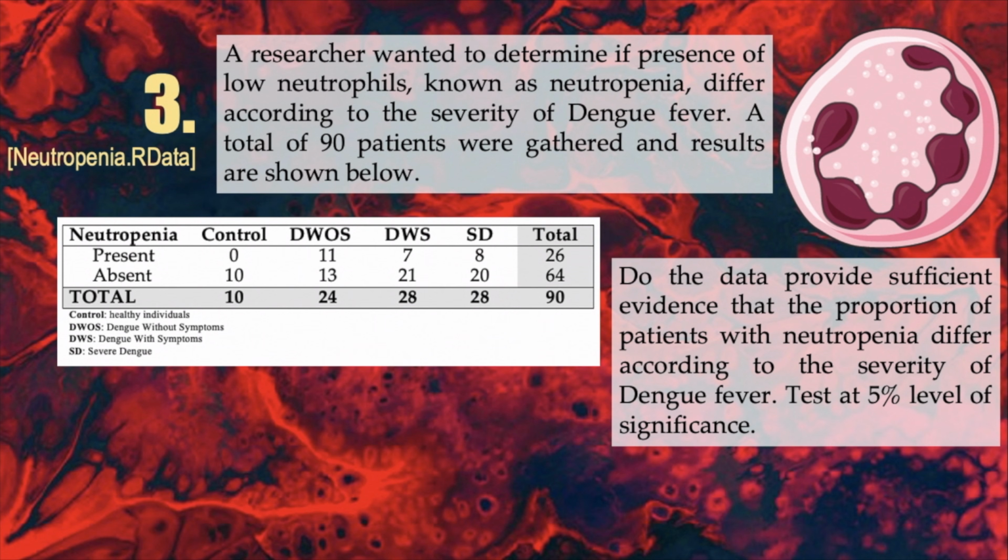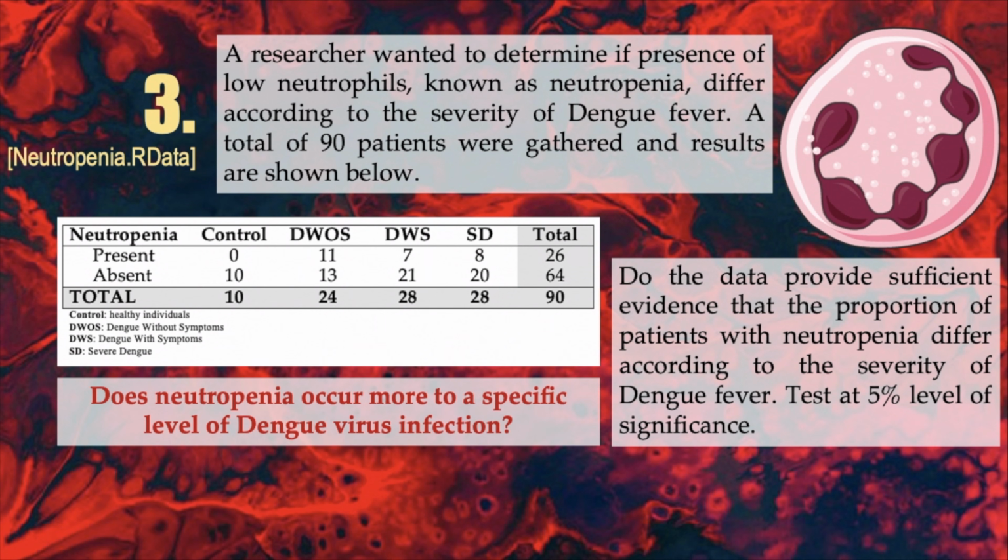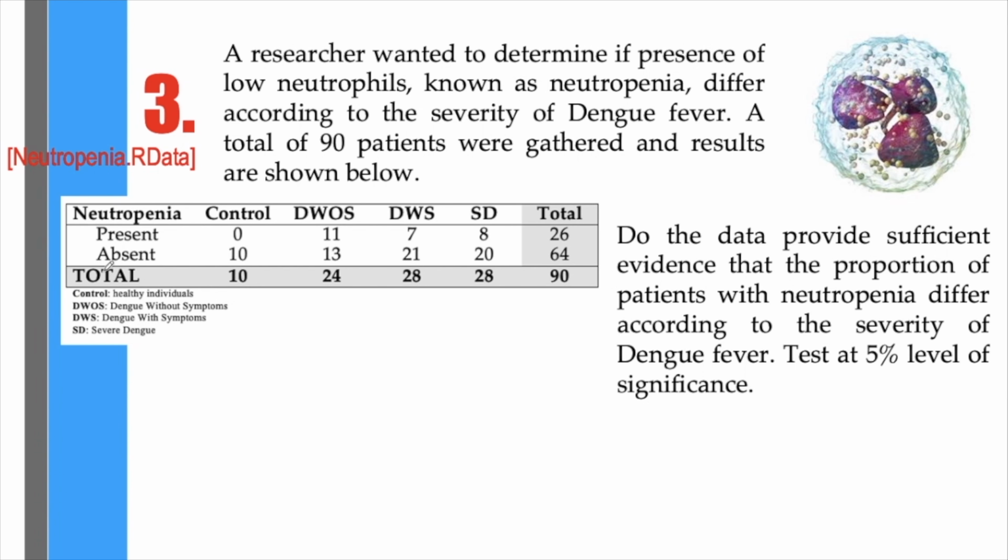Do the data provide sufficient evidence that the proportion of patients with neutropenia differ according to the severity of dengue fever? Which basically asks if neutropenia occurs more to a specific level of dengue virus infection. Test at 5% level of significance. So basically, you have two outcomes, presence or absence of neutropenia, and you have 4 groups of patients.